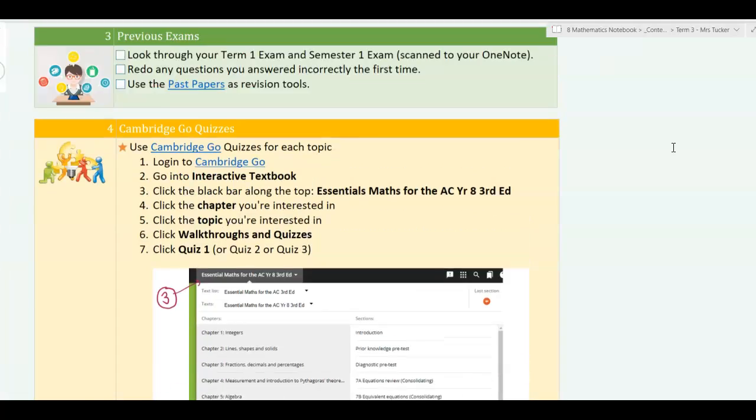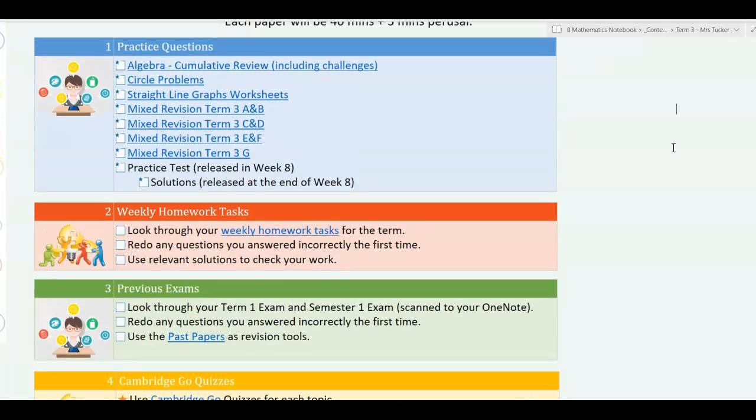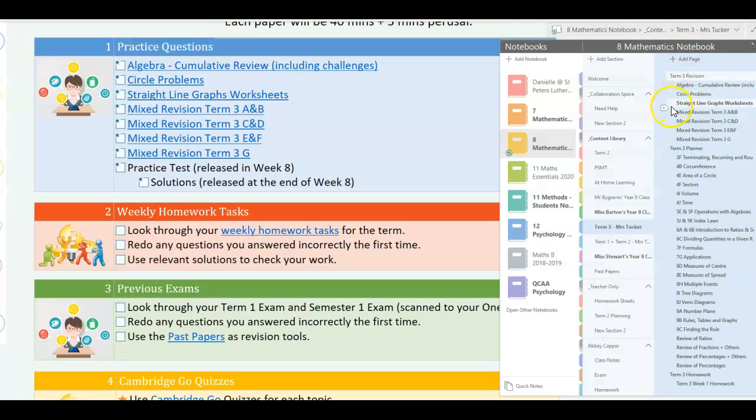Okay, so this page, we went through it last lesson. I showed you what all this revision was. I showed you, you have heaps of revision activities. You need to be using it.